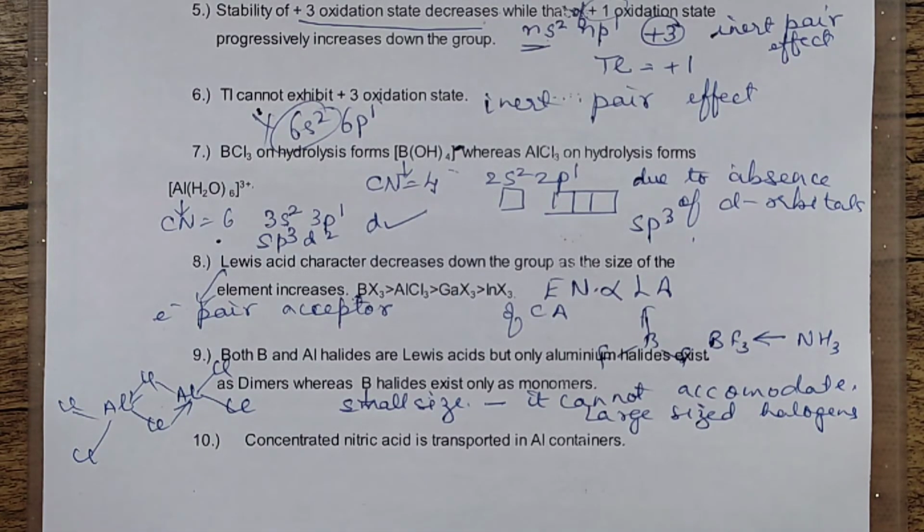The lone pair of the chlorine and the unshared electron pairs are giving electrons to the central atom. It can exist as a dimer. Boron cannot, because it cannot accommodate large sized halogens around it.